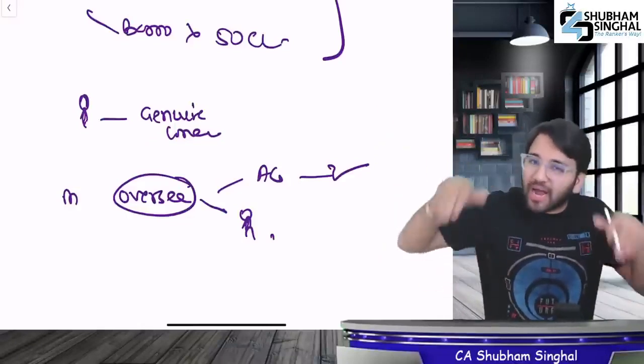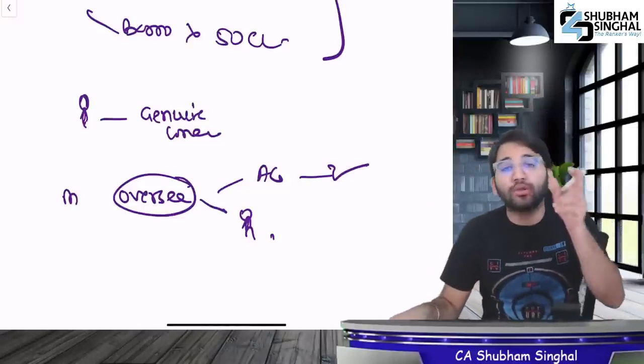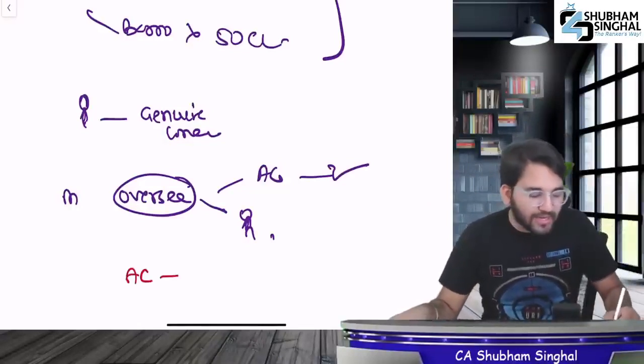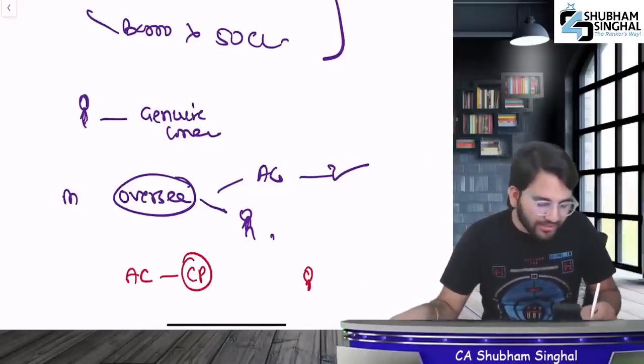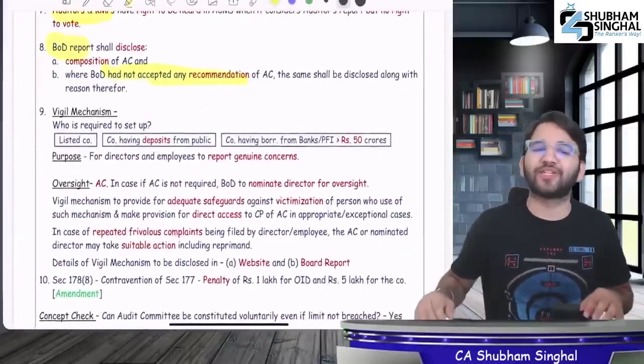What does safeguard against victimization mean? The person who goes and complains should not suffer any personal loss as a result, and you should ensure this happens. And besides that, if it's a very serious concern, you will also give that person access to the audit committee's chairperson, so that this individual can directly go to the chairperson of the audit committee as well. This is the entire provision.